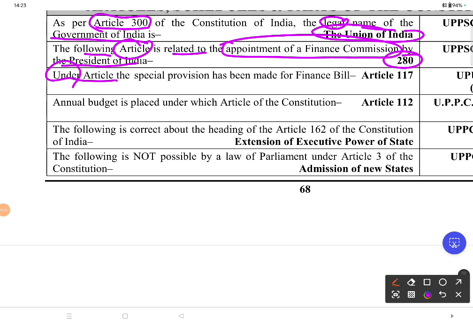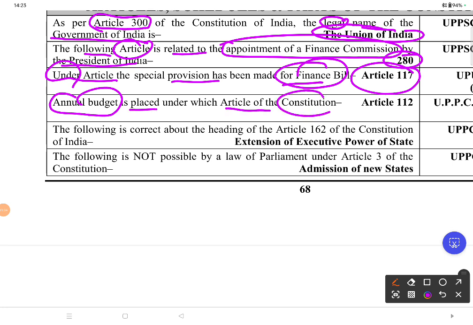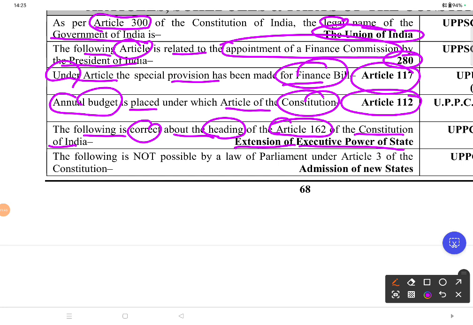Under which article has the special provision been made for Finance Bill? Article 117. The annual budget is placed under which article of the Constitution? That is Article 112. The following is correct about the heading of the Article 162 of the Constitution of India, extension of executive power of state.